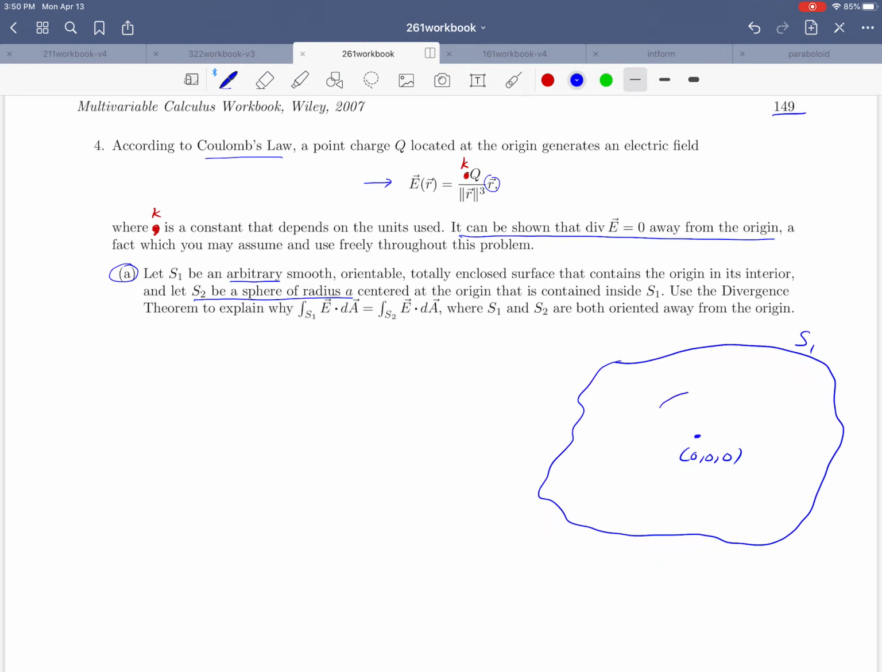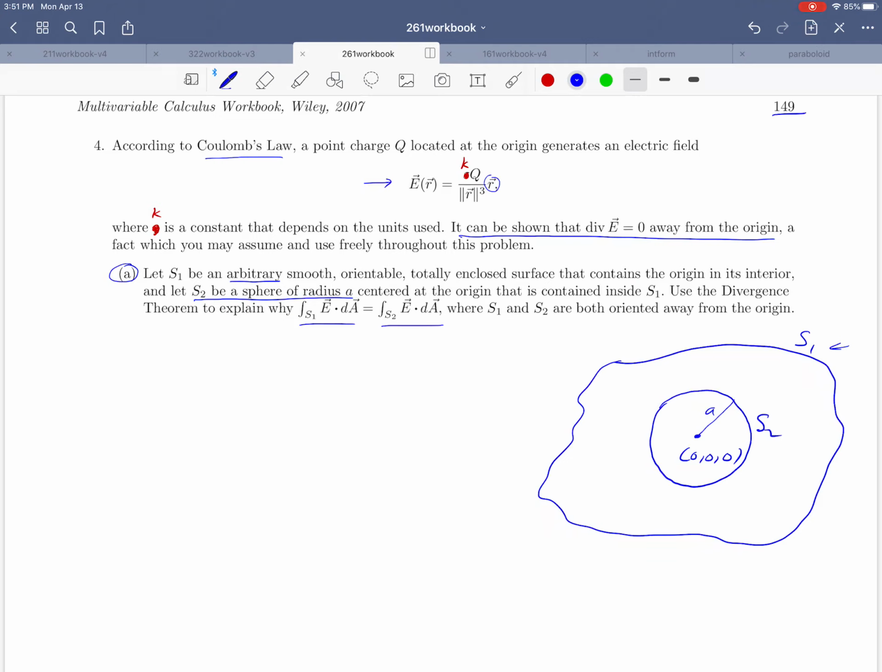Okay, so S2, I'll do my best to draw a sphere here. It looks like that, and they tell us that its radius is A. Okay, so we'll label those two. And they'd like us to use the divergence theorem to explain why the flux integral over those two surfaces is the same. If you think about it, that's kind of surprising because these two surfaces look really different. S1 could be really irregular and bumpy, and S2 is a perfect sphere. And yet, we're being asked to show that the flux integral over both of those is equal. Okay? Well, how can we do that?